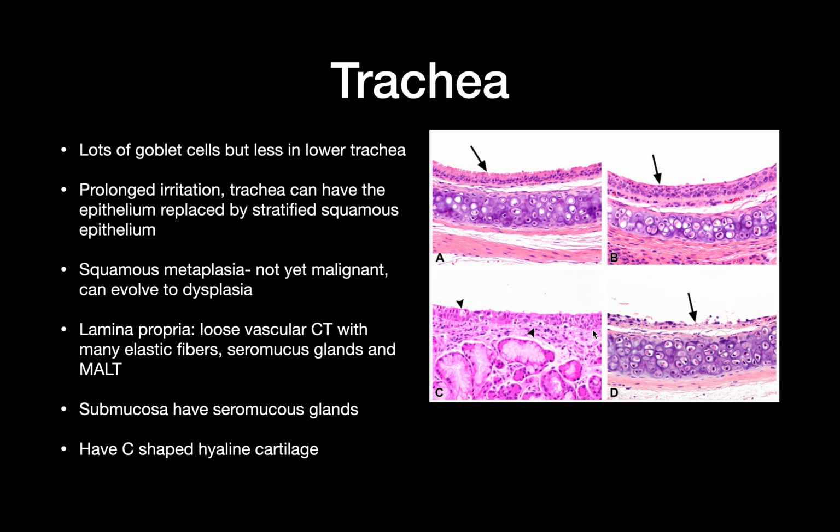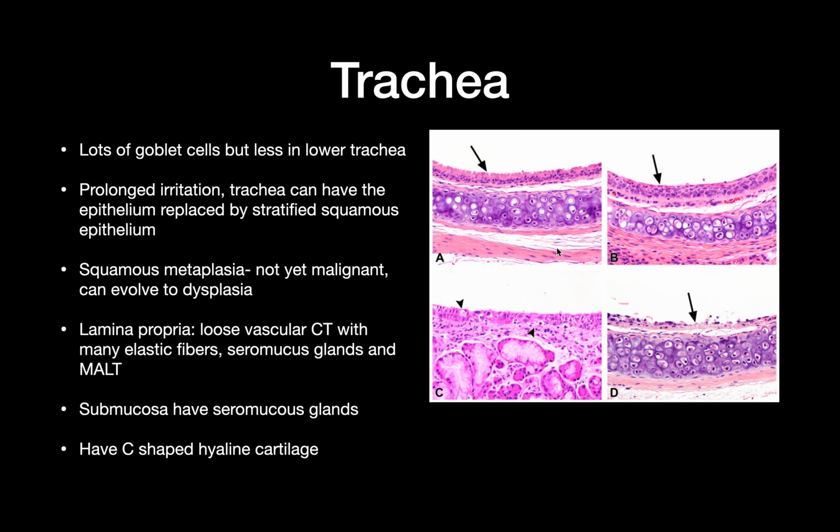Okay, so in the trachea, there are goblet cells that are more abundant in the beginning of the trachea, and then they get less in the lower trachea. The problem with the trachea is if you have GERD, the irritation will cause the epithelium to be replaced too fast, and instead of replacing it with normal columnar cells, the stem cells will replace them with stratified squamous epithelium. So it begins with squamous metaplasia, and then that can, if not treated, evolve to dysplasia, which is like the precursor to tracheal cancer.